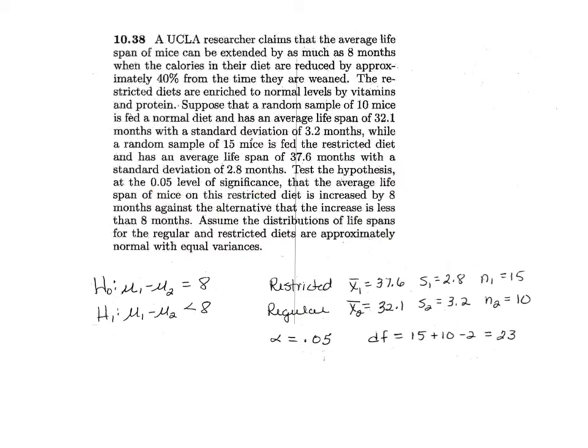The alpha of 0.05 comes from our 0.05 level of significance. We have a small sample size, so we note that our samples are less than 30. We were told that we have equal variances, so we're going to use the t-distribution. To know which t-distribution to use, we need to calculate the degrees of freedom. Degrees of freedom is n1 plus n2 minus 2, so we have 15 plus 10 minus 2, which is 23.